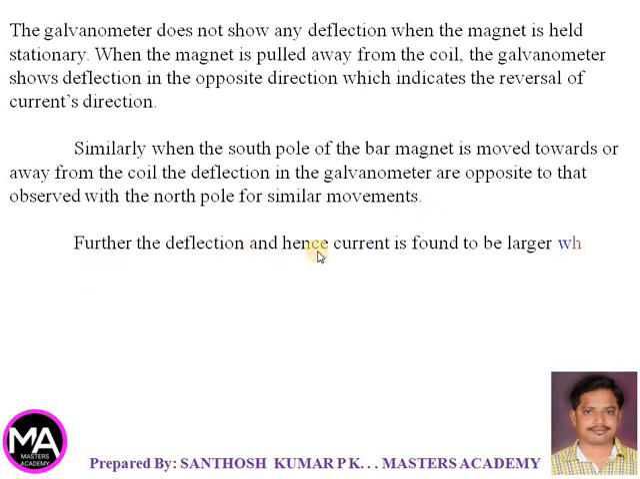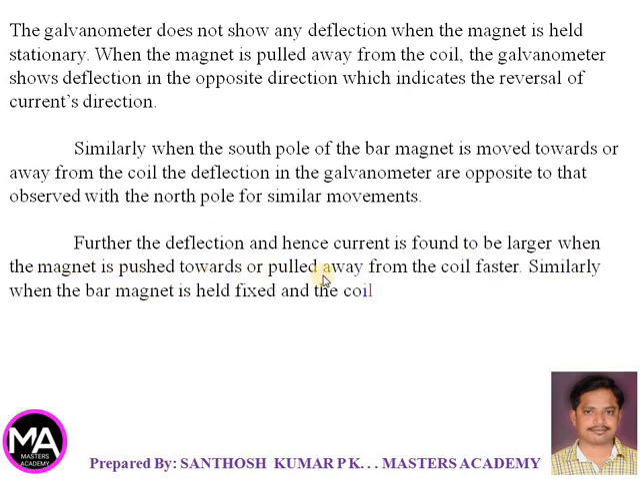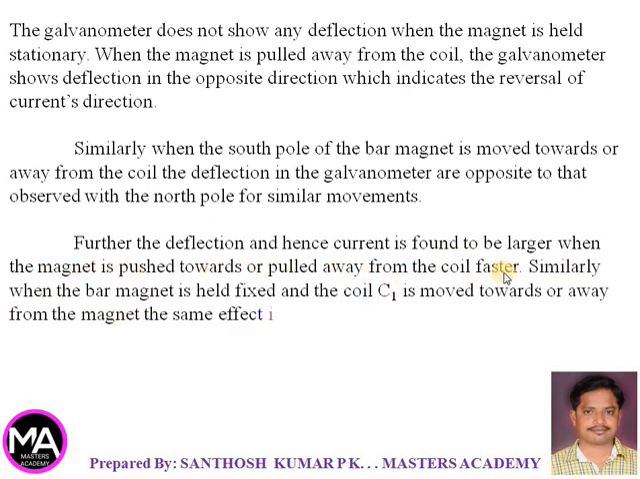Further, the deflection and hence current is found to be larger when the magnet is pushed towards or pulled away from the coil faster. Similarly, when the bar magnet is held fixed and the coil C1 is moved towards or away from the magnet, the same effect is observed, but when the magnet and coil are held stationary, there will be no deflection in the galvanometer. Then what is the conclusion?